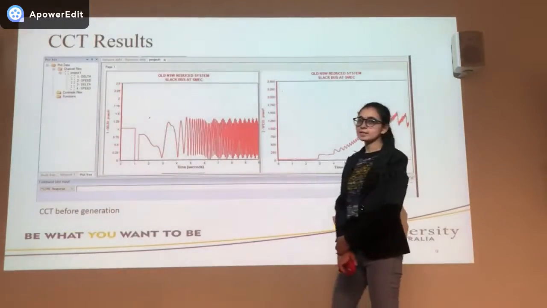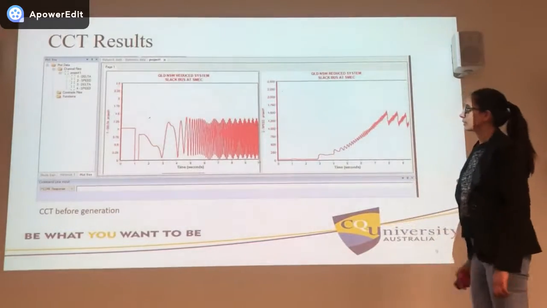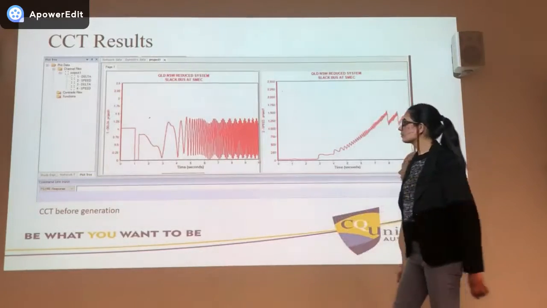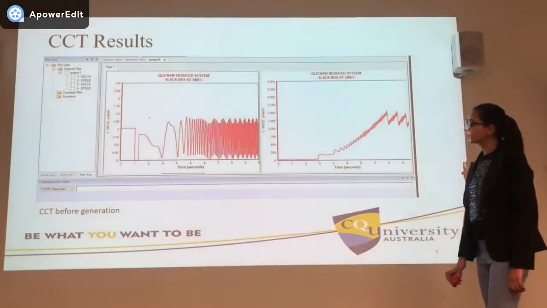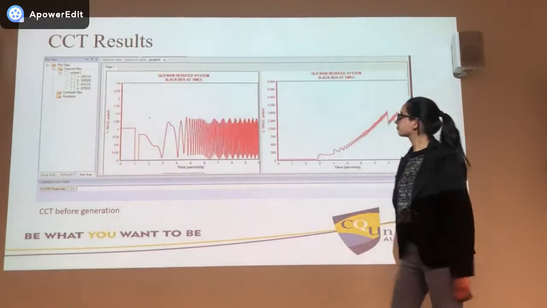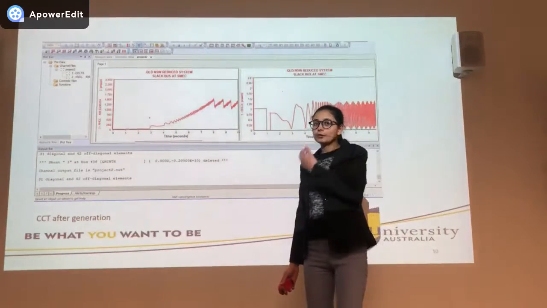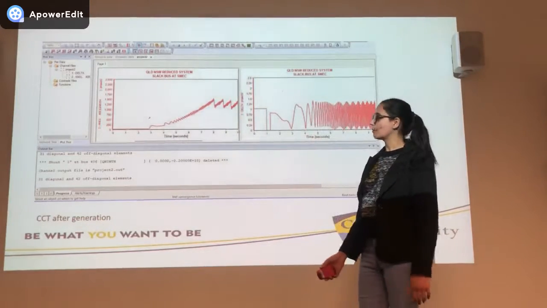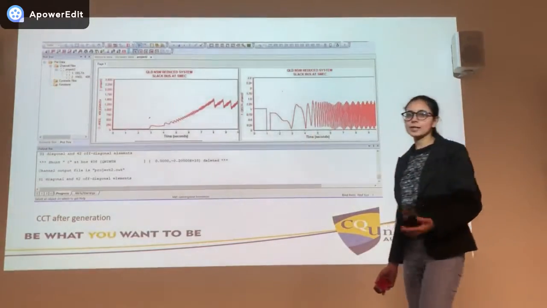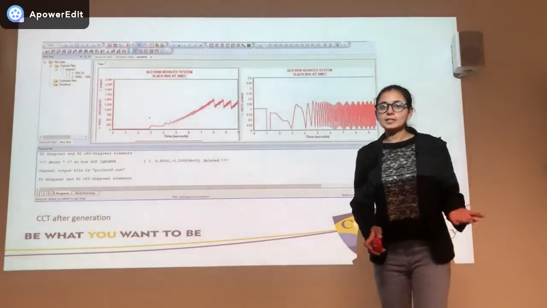And here are the CCT results of our project. This one is the QNIT before adding the generation, where the system shows CCT is stable at 0.32 second, and this figure indicates the QNIT CCT after adding the generation. Comparing both figures, we can see that there isn't an adverse effect of adding the generation in the system.